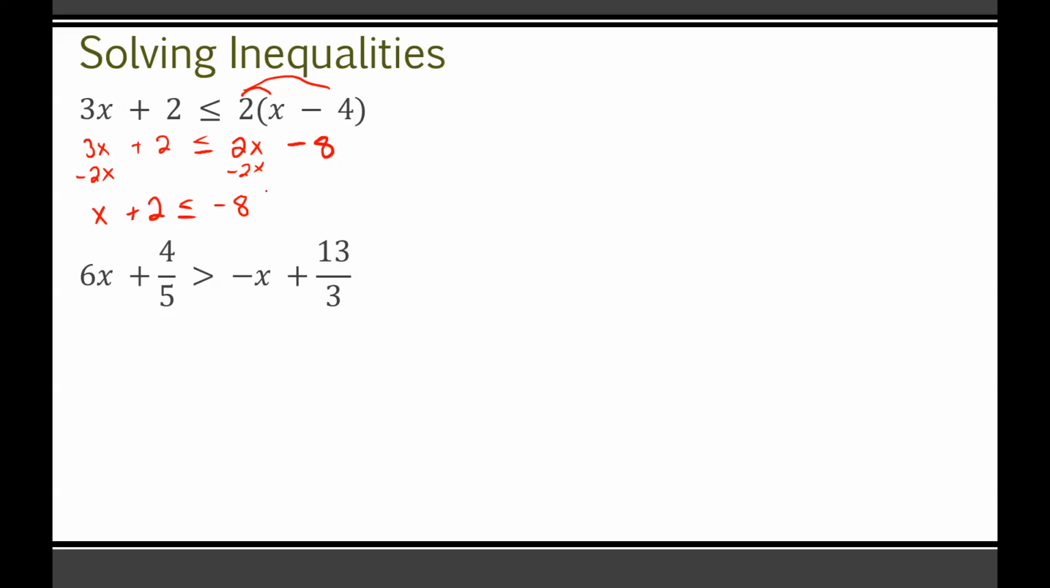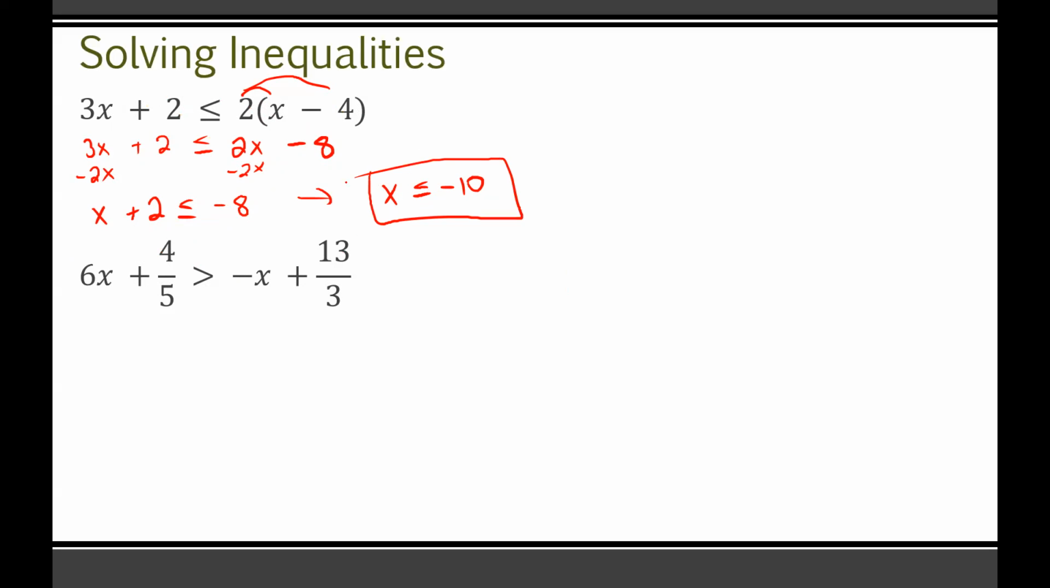Last thing to do here is we want to get x totally by itself, so we're going to have to minus 2 from both sides. This is going to give us x is less than or equal to negative 8 minus 2, which is negative 10. So x must be less than or equal to negative 10 in order for this original expression to work.